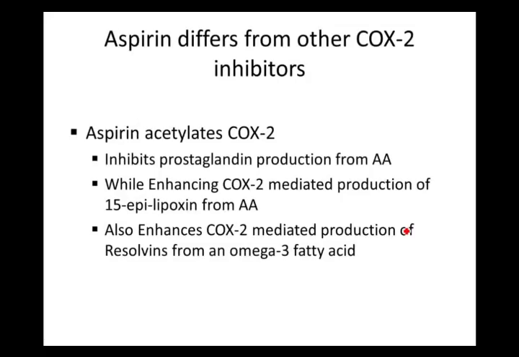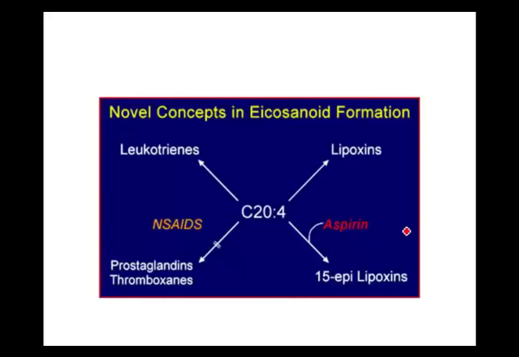So aspirin is different from the other COX-2 inhibitors. All right? So we said it acetylates COX-2. It inhibits prostaglandin production from arachidonic acid. Okay? And this is the nuance of this drug that was recently discovered. While we enhance COX-2-mediated production of the 15-epi-lipoxin from AA, what does that mean? So remember I said that aspirin has these anti-inflammatory components as well? We haven't really touched on that mechanism. Okay? This is kind of describing that mechanism. Let me pull this next slide up.